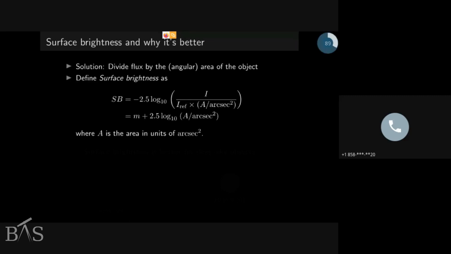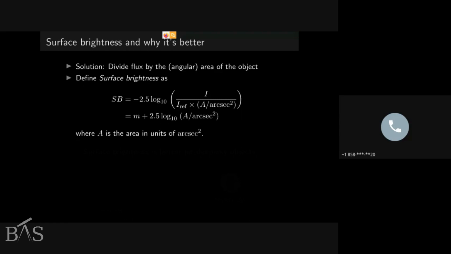And the solution is to divide the flux by the area of the object. And then you get something called surface brightness. Okay, so here's the formula for surface brightness. Again, the details of the formula are not so important, other than the fact that there's an area in the denominator, and that area is usually measured in square arc seconds or square arc minutes. Throughout this talk, I'm going to only stick to square arc seconds whenever I measure surface brightness. But that's important because different people use different measurements.